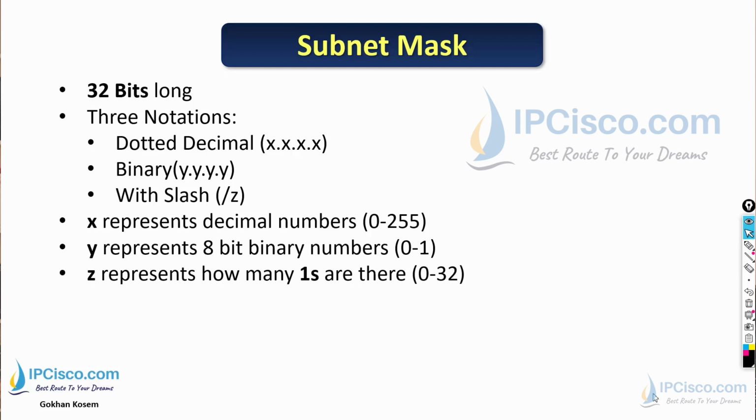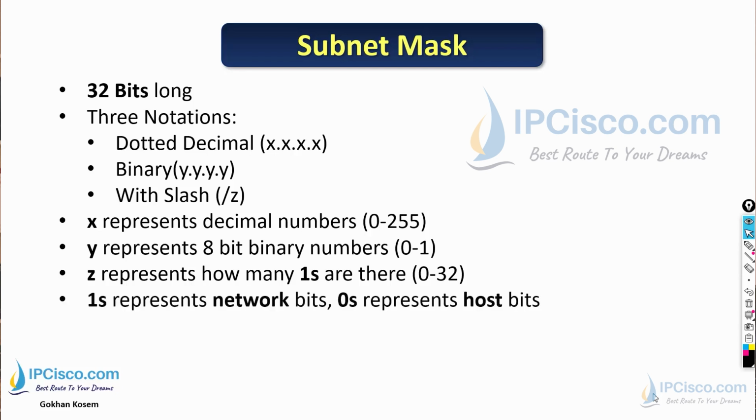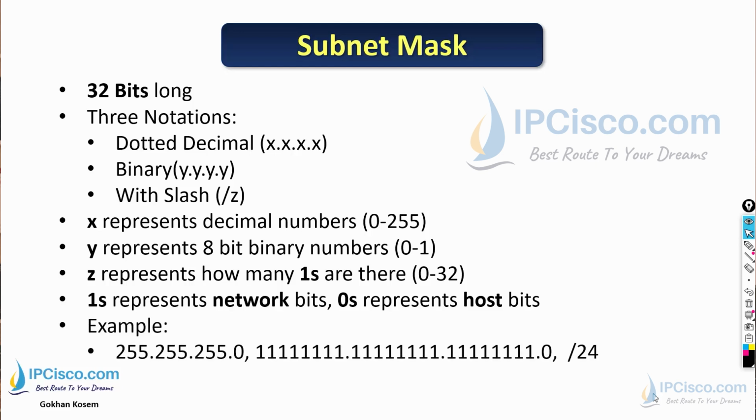Here, for example, if we use 24 after the slash, this means that we have 24 ones. And this means that 24 bits are network bits. Also, the zeros represent the host bits. Here are examples of some subnet masks. The first one is dotted decimal, the second one is binary format, and the other one is slash format.